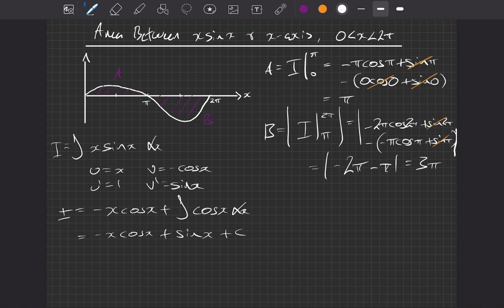So now then, if we think about the total area, it is going to be A plus B, which is pi plus 3 pi, which equals 4 pi. Beautiful.